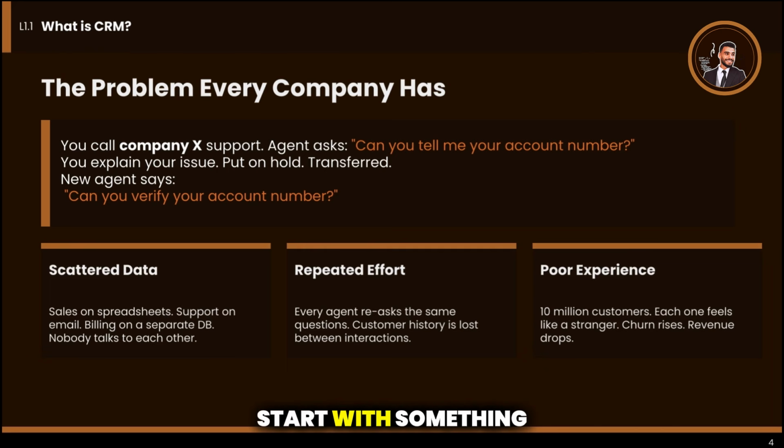First, let me start with something that sounds obvious, but it's actually profound. Every business has customers, and every customer has a history with that business. Think about your relationship with your mobile operator. You signed up on a specific date. You have a specific plan. Maybe you complained once about billing. Maybe you upgraded your phone. Maybe you have a family plan with 4 lines. All of that information and that history is what makes serving you well possible.